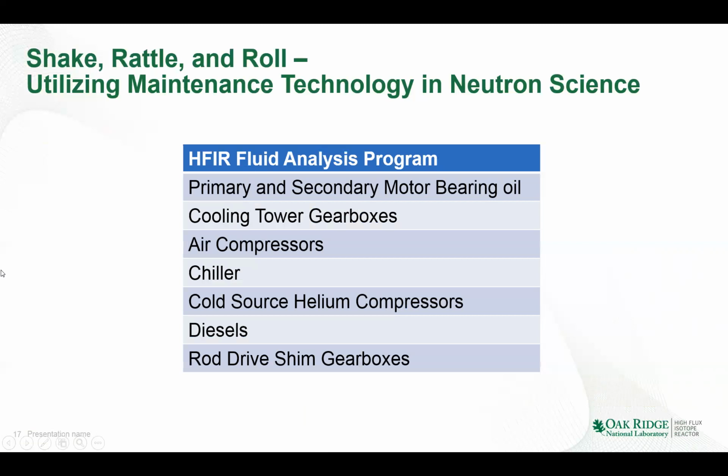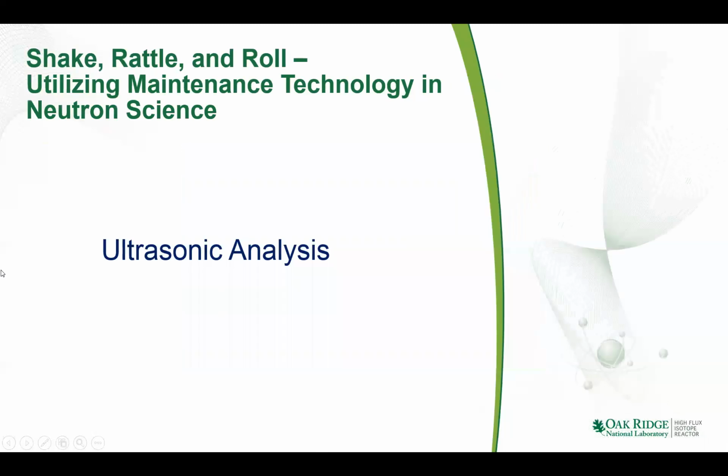But getting back to the fluid analysis, we have about six or seven areas that we analyze our fluid on. Many of our primary and secondary cooling pumps, which is kind of the life's blood of our systems, because if we don't keep our reactor cool, a whole lot of ugly things happen that nobody wants to talk about. We also analyze our cooling tower gearboxes, air compressors, our chiller, our helium compressors, which are instrumental in that 15 degrees Kelvin I just mentioned, and then our diesels and our rod drive shim gearboxes.